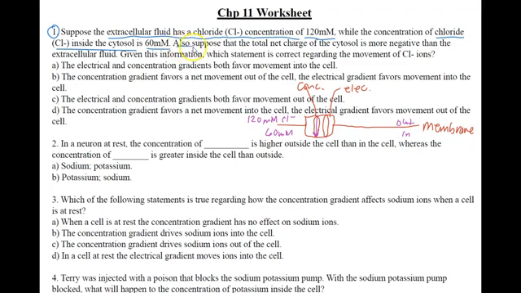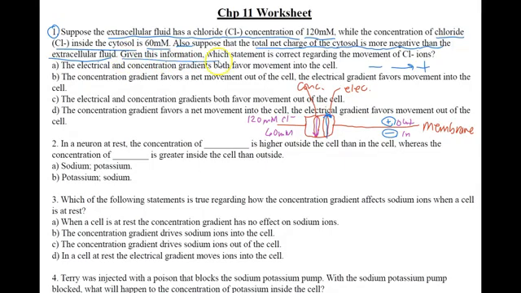It also says, suppose that the total net charge of the cytosol is more negative than the extracellular fluid. So it's telling us that inside the cell is more negative than outside the cell, which therefore will be more positive. Now, because we're talking about chloride, what does that mean? Chloride is negatively charged. Will chloride want to move towards the outside of the cell, which is positively charged, or will it want to stay inside the cell? Well, opposites attract. If chloride is negative, it's going to want to go somewhere more positive, right? So my chloride is going to move outside the cell when it comes to the electrical gradient.